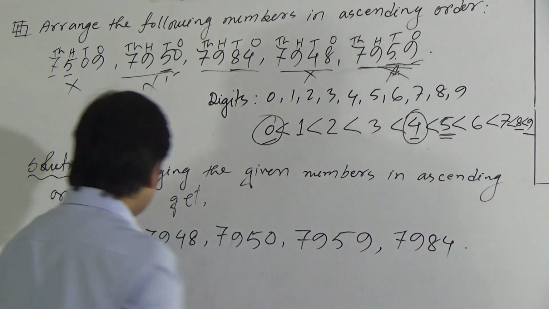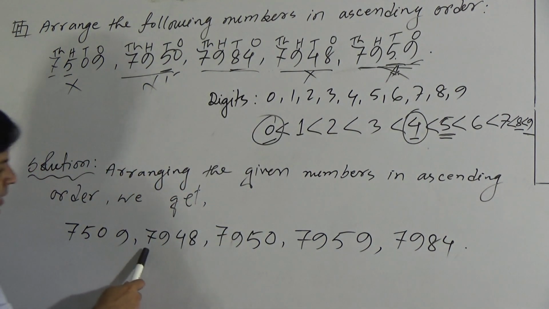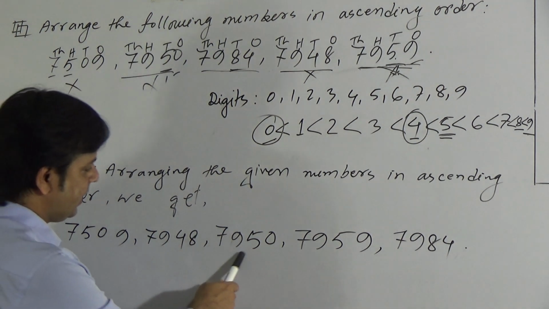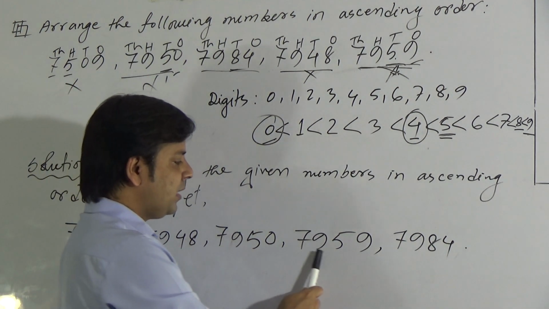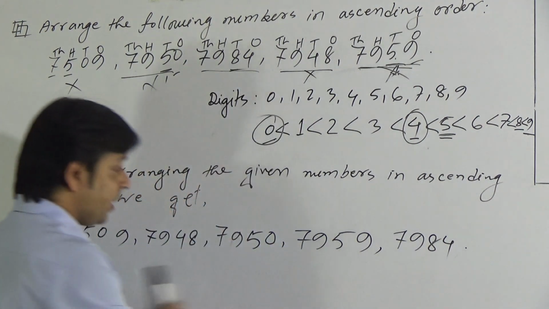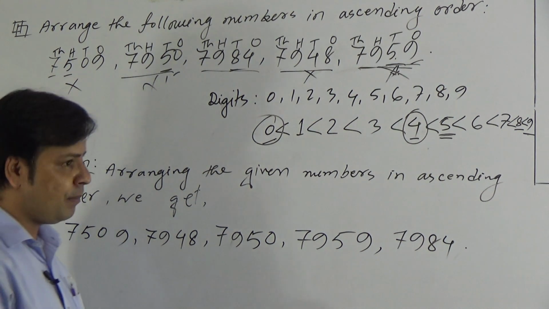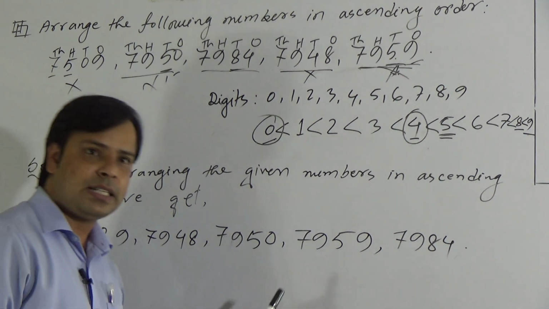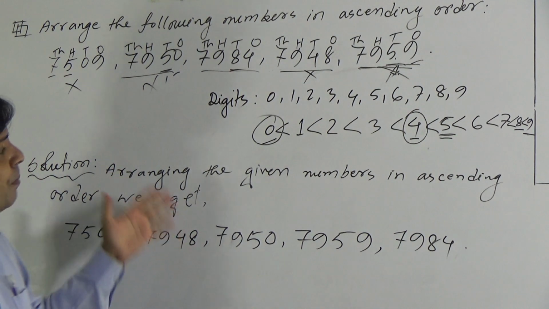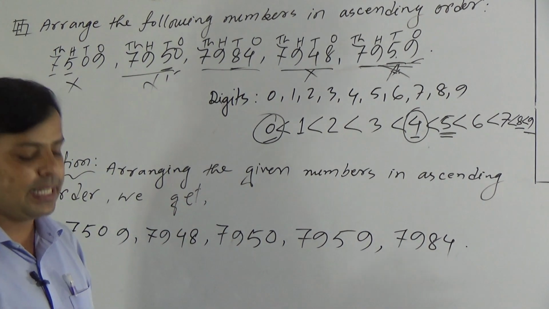Okay, dear students. So we can see the numbers 7509, 7948, 7950, 7959, 7984. So this is the required ascending order. It means here I have arranged the numbers from smaller to larger. Okay, dear students. So I hope you have understood how to arrange the numbers in ascending order.